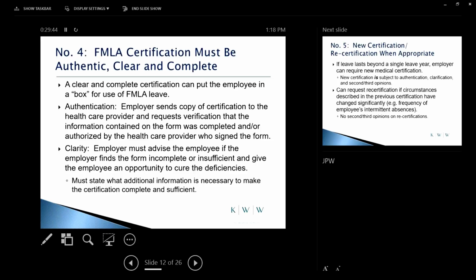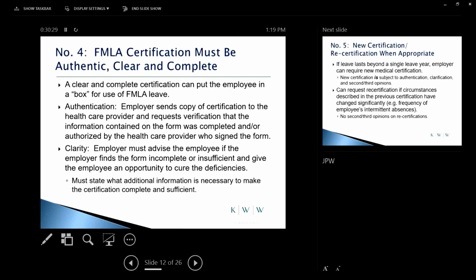So when they're not, if you have questions about authentication, for example, I had a case recently where there was one line on the form that was clearly written in different handwriting with a different pen, and we went back to the doctor and said, can you confirm that everything on this form is from your office? And they zeroed right in on that entry and said, nope, that's not ours. And so we surmised that it came from the employee doctoring the form after it was received by the doctor. So you're allowed to go to the healthcare provider, send them the form, and ask them to confirm that everything on that form was completed and or authorized by that doctor.